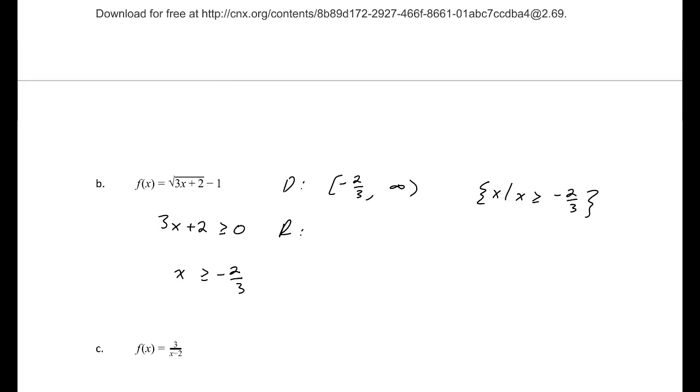Now our range will be a little bit trickier because you can plug in anything greater than or equal to negative 2/3, but what outputs do you get? Well, if you evaluate that at negative 2/3, you actually get negative 1. So our outputs are greater than or equal to negative 1. In this case, our graph looks like this. We have our lowest point here. This lowest point is at negative 1 as the y value, and negative 2/3. So the domain is going to the right of negative 2/3, greater than or equal to, and the range is greater than or above negative 1. So this would be y such that y is greater than or equal to negative 1.